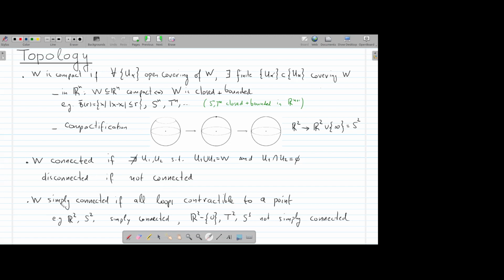A set W is simply connected if all loops that can be drawn on this set are contractible in a continuous way to a point. So, for example, the plane or the two-dimensional sphere are examples of simply connected spaces, because if you draw any loop, you can make it in a continuous way vanish to a point. But if you take the plane and remove a point, or if you consider, for example, the circle, these are non-simply connected spaces, because there exist curves that wrap around this point, or around the circle, that are not contractible to a point.